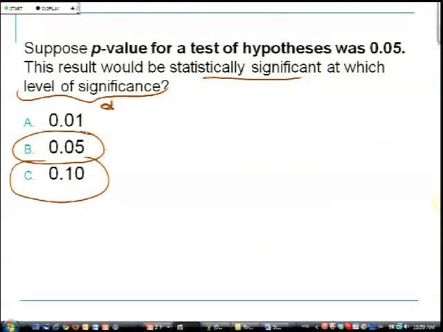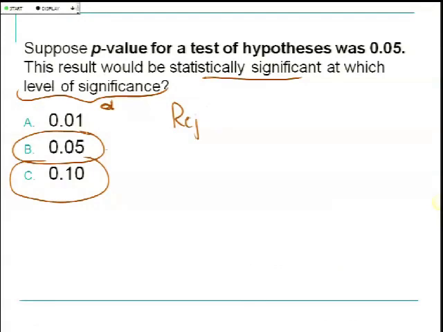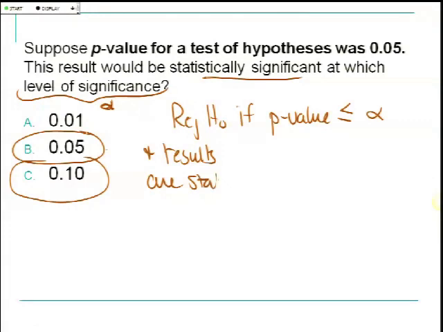Do you remember? You reject H-naught if your p-value is what? Large or small? Small, less than or equal to alpha. And then the results are statistically significant at that level alpha. So I've given you the p-value of 0.05. And you have to pick an alpha for which you could say you're statistically significant. So pick any alpha as large as your p-value or even larger. And then your p-value will be as small or smaller.